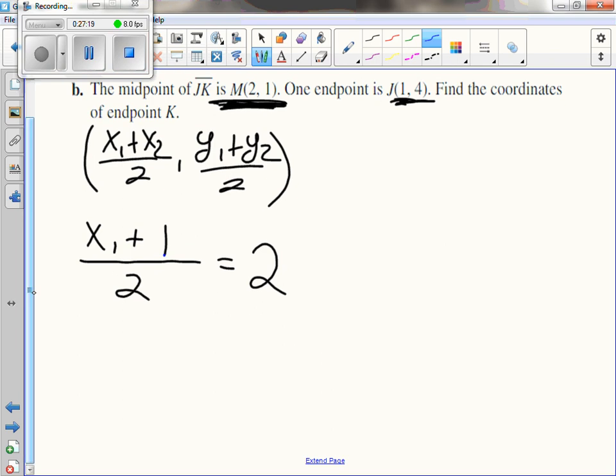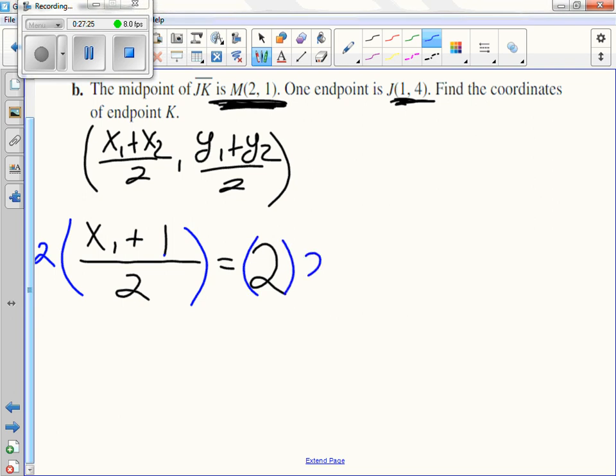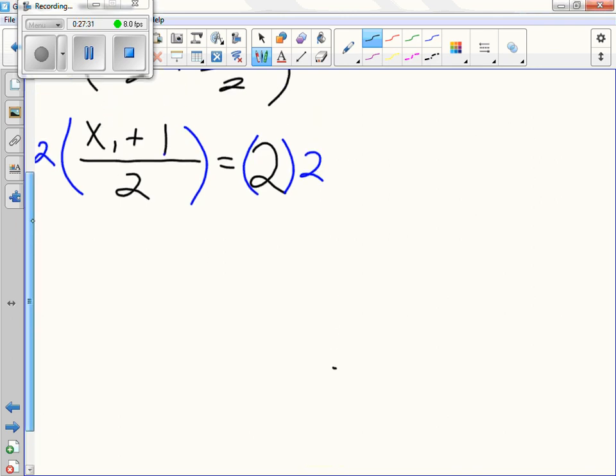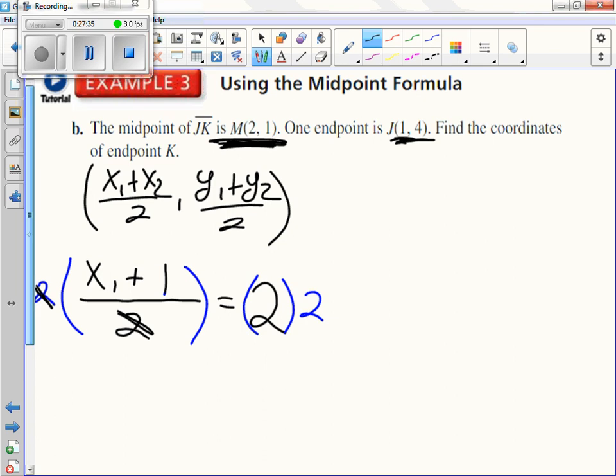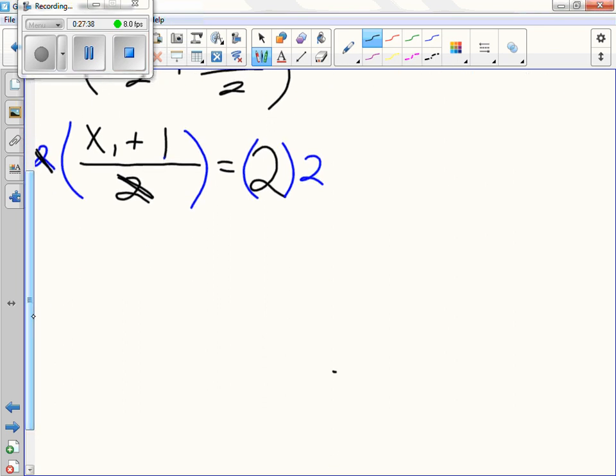Now the next two steps are going to be the same for x and y. The first thing we're going to do is multiply both sides by 2. When we multiply both sides by 2, this 2 and this 2 will cancel, leaving us with x plus 1. I'm just going to drop the subscript and call it x, because that's the only variable we have.